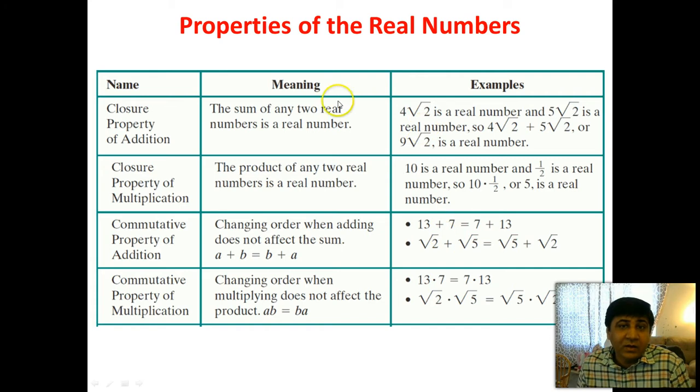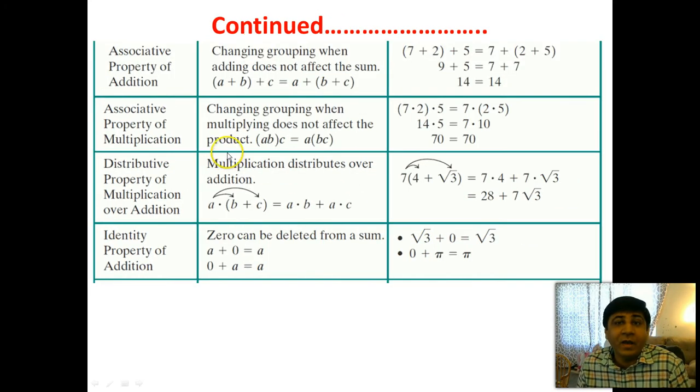Now these are the important ones. A few more. We can have 3 numbers. It's called the associative property of addition. This property tells us the grouping does not matter. The grouping does not affect the end result. If you have 3 numbers A, B, C, it does not matter if you first find this sum or you first find that sum. A plus B plus C, grouped either way, does not matter.